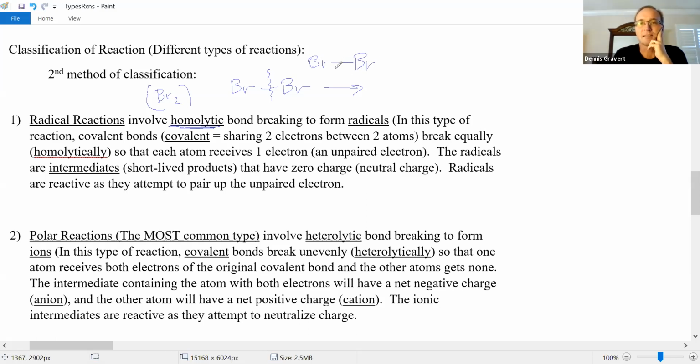Well, what's one line? That's a covalent bond. How many electrons are in a covalent bond? 2. One line equals 2 dots in a Lewis dot structure. And so if we split the covalent bond in half equally, homolytically, equal halves, then 2 electrons separate. And what we'll show in our mechanism is that of these 2 electrons, 1 electron heads to the left and the other electron heads to the right. And afterwards, you're going to have 1 electron on bromine and the other electron on the other bromine.